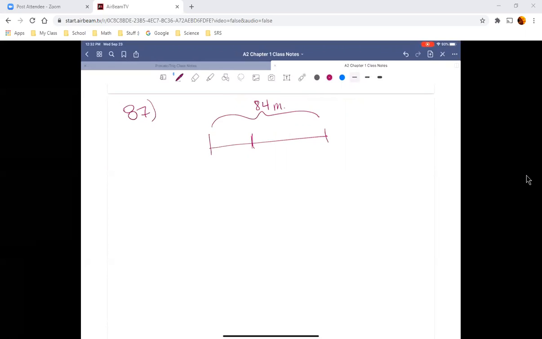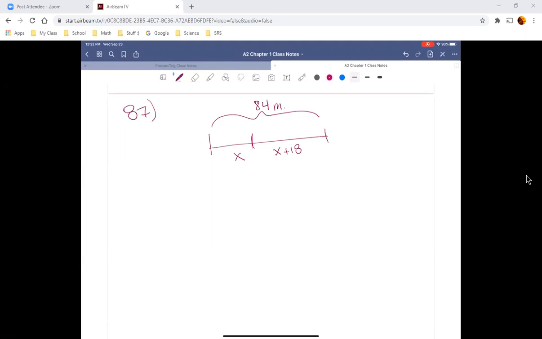So what's the one piece going to be? Do you know how big it is? No. So if we don't know what it is, what are we going to call it? X, right? And then what does it say the other piece is? It's X plus something. Yeah, 18 meters longer. So if it's 18 meters longer, it's whatever that little piece was plus 18, right?